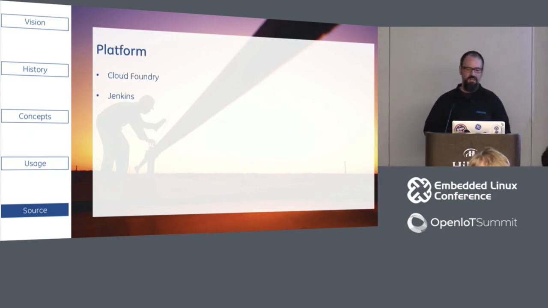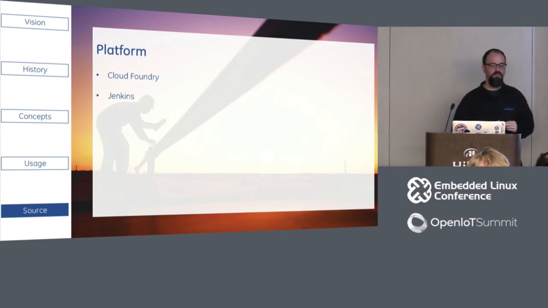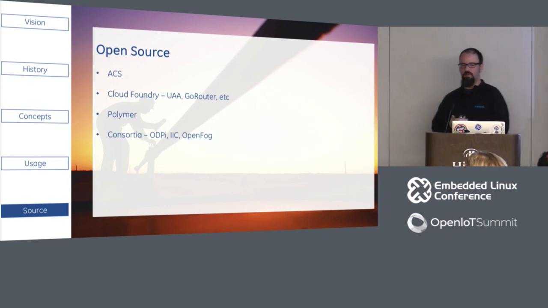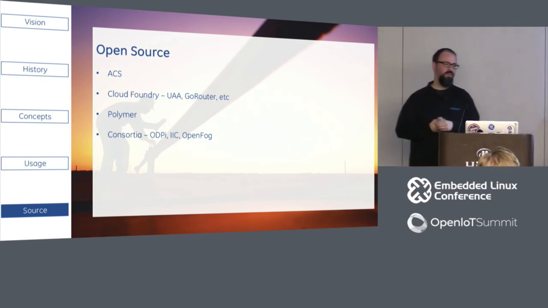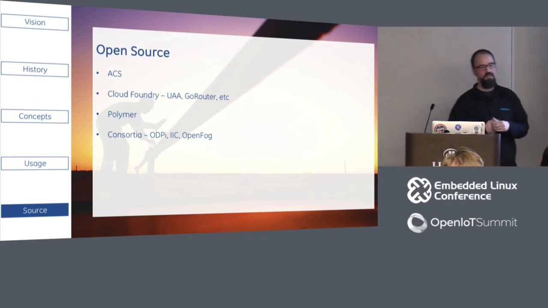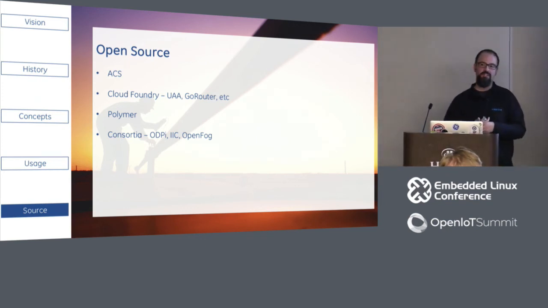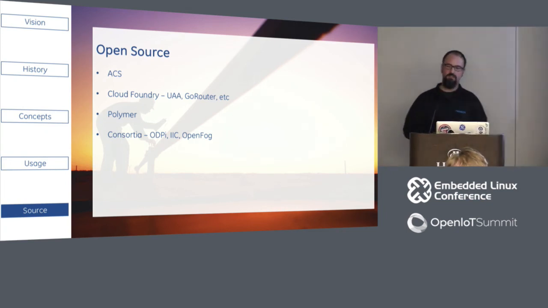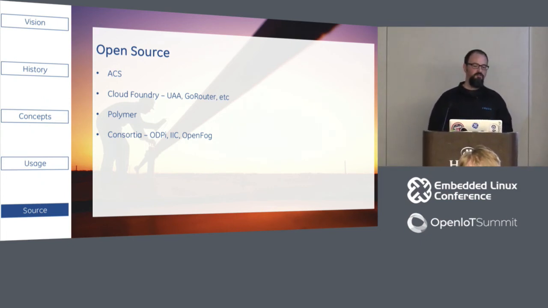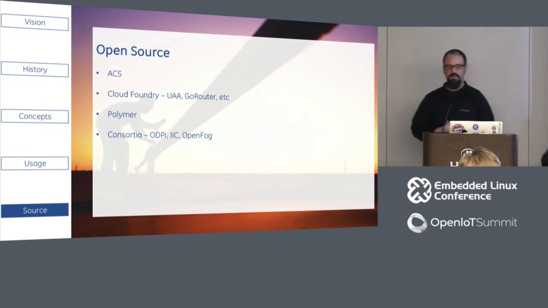The platform itself, as I've mentioned, is built on Cloud Foundry with UAA and Jenkins for build. If you go to the project, you can find out a little bit more about some of those things. And that leads to the question: what is this open source story? ACS is potentially interesting because it has been open sourced under an Apache 2 license. That's interesting from a GE perspective, that the source code is just made available. Cloud Foundry is another area where we make a lot of contributions.